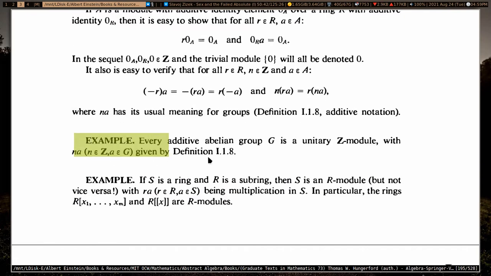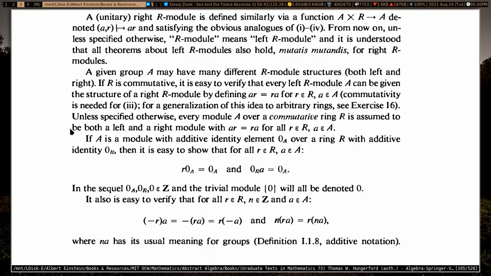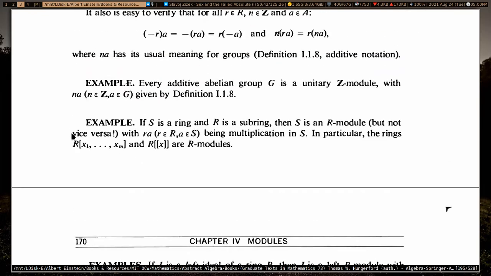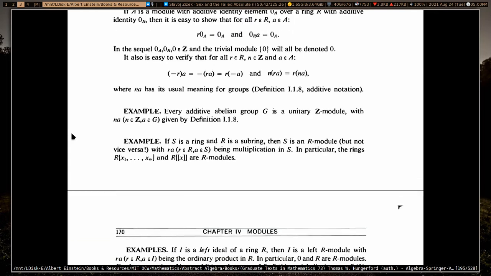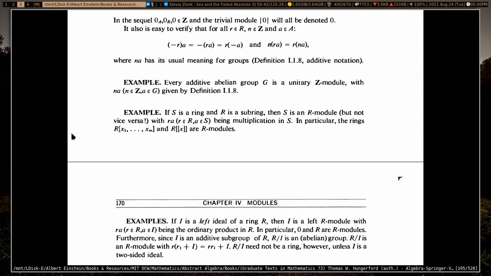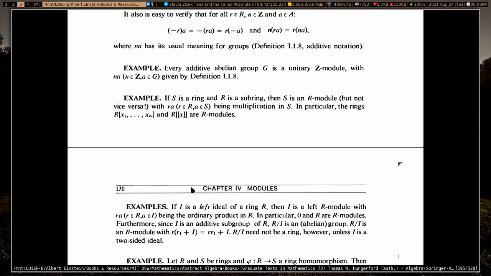What else? Okay, so here's an additive abelian group. It's a module over Z, right? So, just like we did with rings, you have rings with additive abelian groups from the integers. So he says that every additive abelian group G is a unitary Z-module, with the elements from Z and the elements from the group, right? I believe he's referring to something in chapter 1 for groups. But yeah, we have the additive abelian group, and it has to satisfy the operation conditions, essentially.